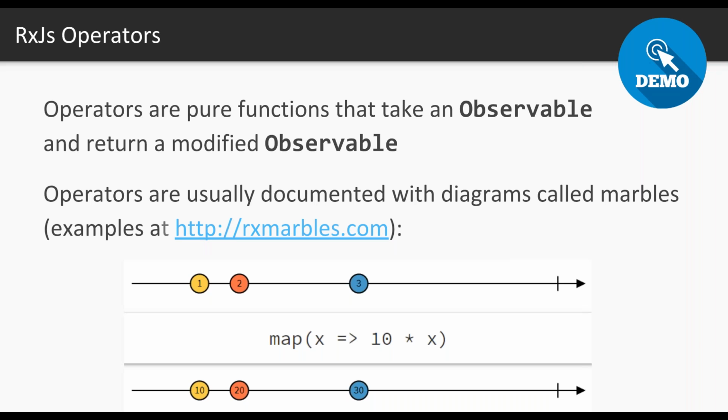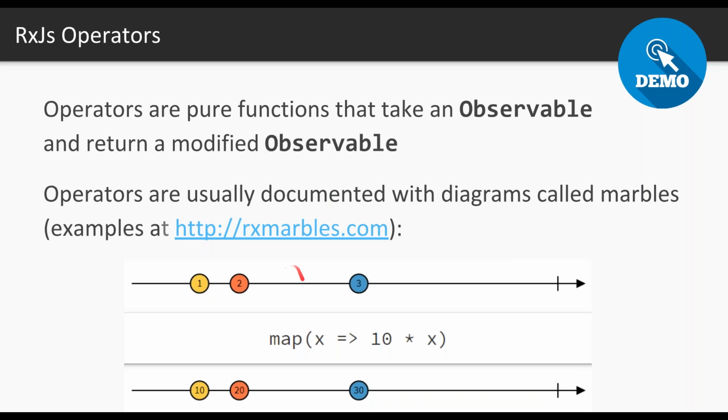And one of these very interesting things that we get is the notion of operator. So an operator is a pure function that takes an observable and returns a modified observable out of it. What this means is that you can get your stream of data, apply some transformations to it, and get a new observable as a result that you can subscribe to.